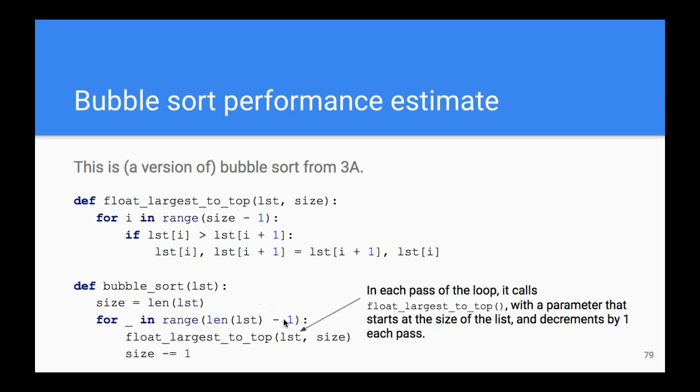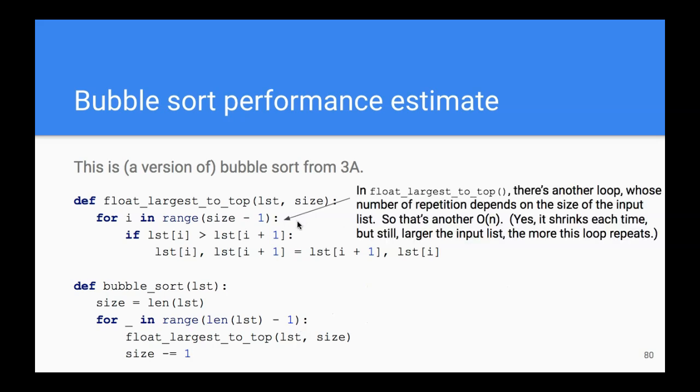Now, the next thing we should pay attention to is that inside this loop, in each pass, we're actually going to call this function float largest to the top and give it a list. We also give it a size, and keep in mind that the size starts out as the entire list, and then it gets decremented by 1 every time. So we really need to look inside float largest to the top, how it works. All right, so let's look at that.